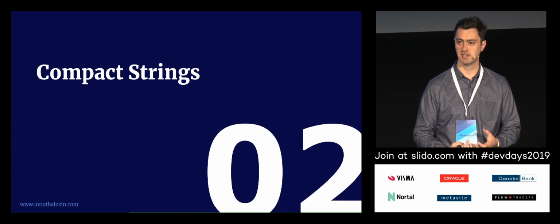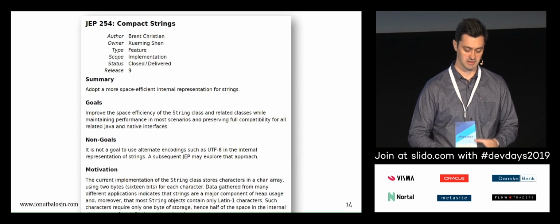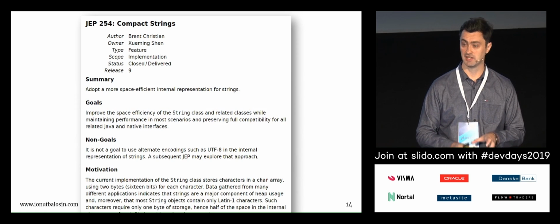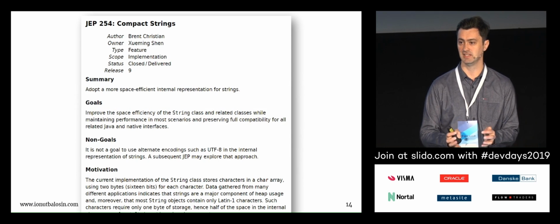The internal string representation in JDK 9 was actually improved. And let's start with JEP 254, which is in regards to compact strings.